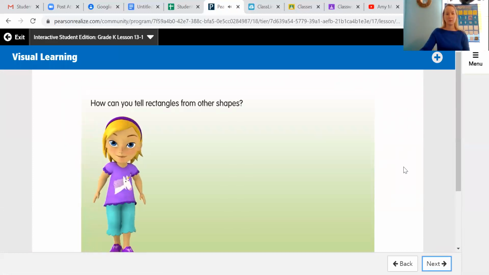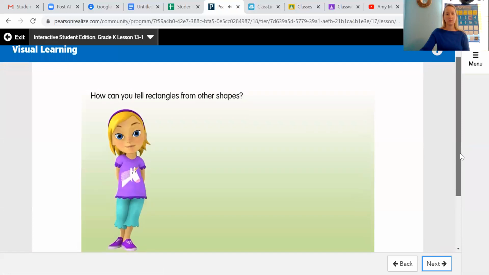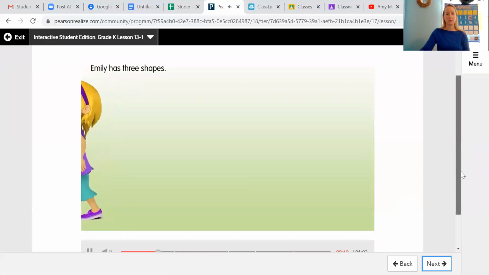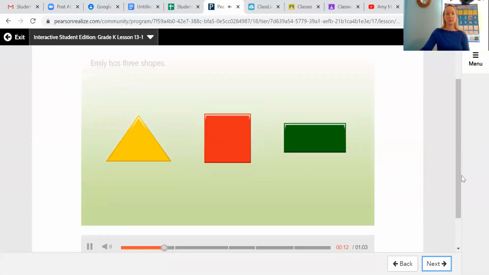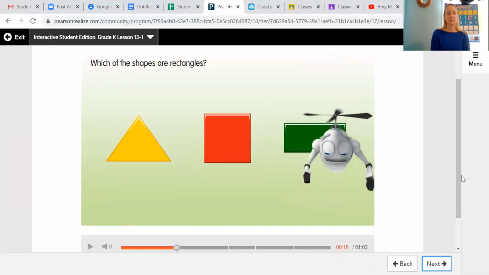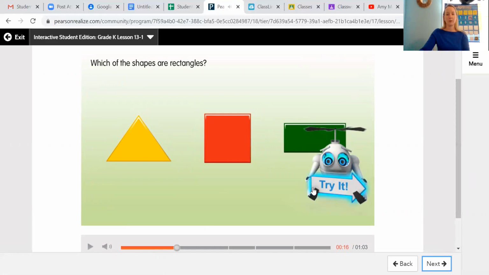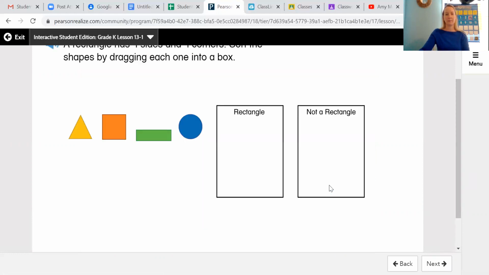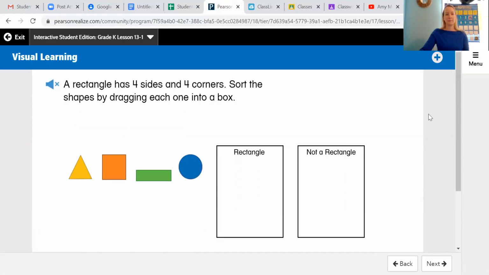How can you tell rectangles from other shapes? Emily has 3 shapes. Which of the shapes are rectangles? Oh, we're going to try it. A rectangle has 4 sides and 4 corners. Sort the shapes by dragging each one into a box.